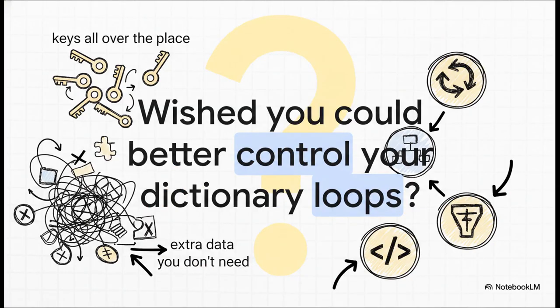You know the feeling, right? You're looping through a dictionary and just wish you could, I don't know, control the order? Or maybe just grab the values without all that extra key clutter. Or the classic, how do you easily get rid of duplicates? Yeah, these are common little coding puzzles we all run into. And today, we're going to solve them.